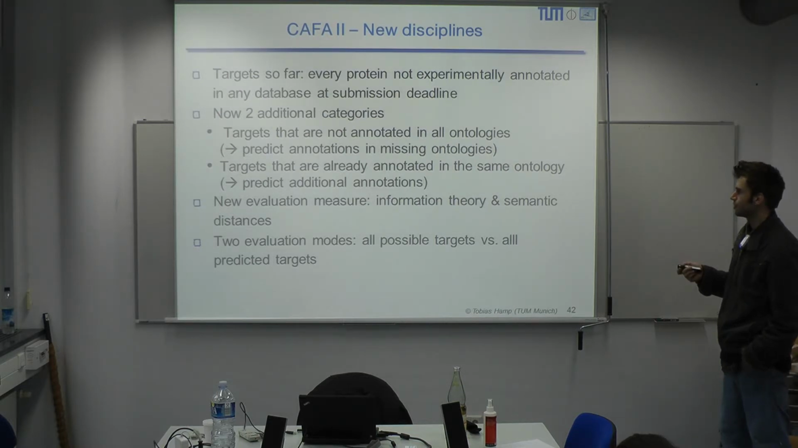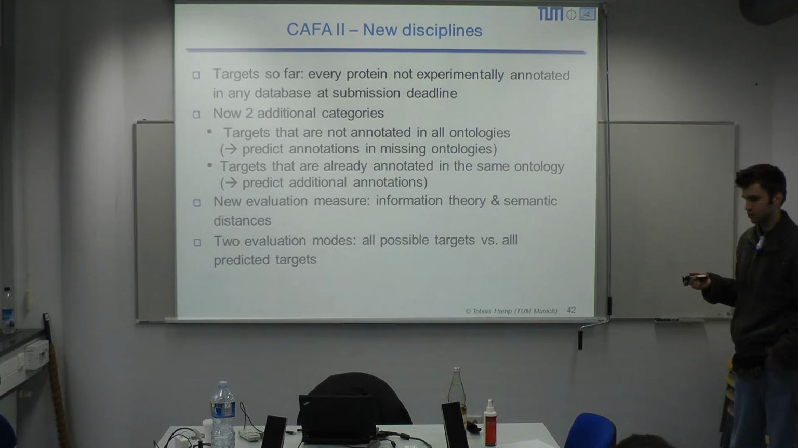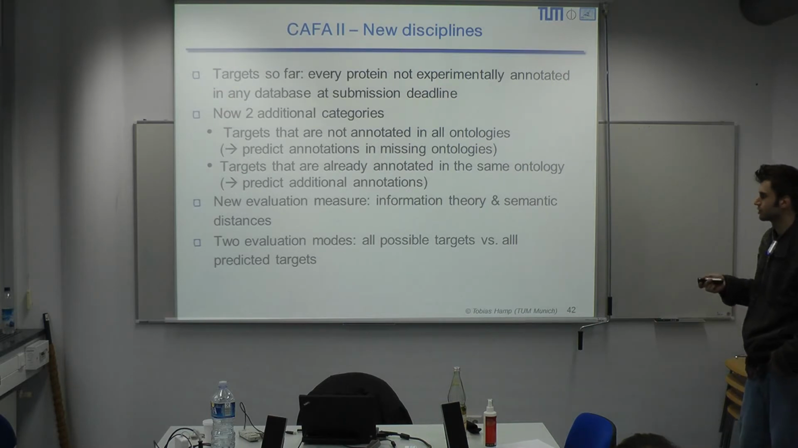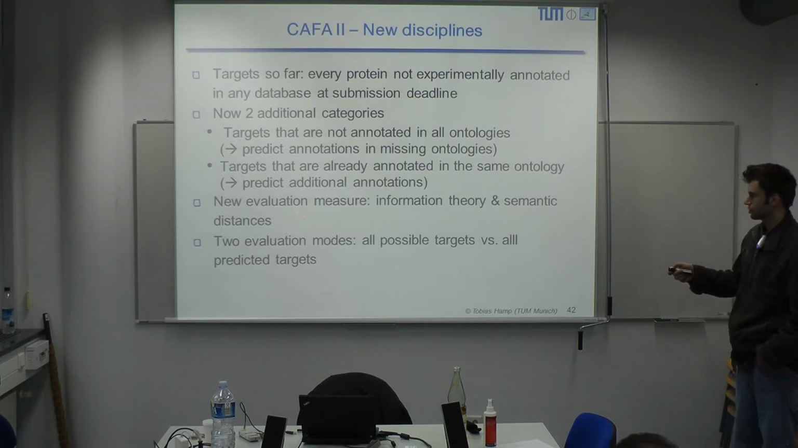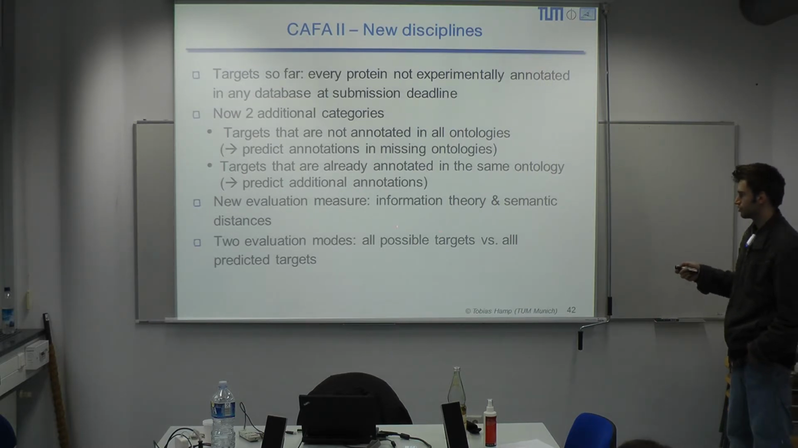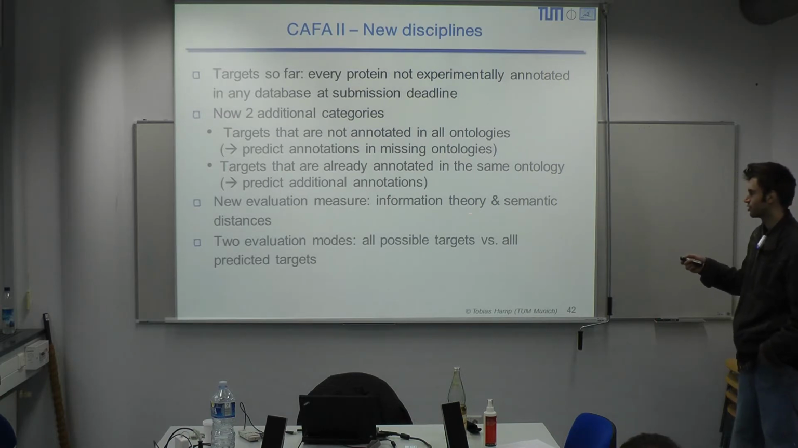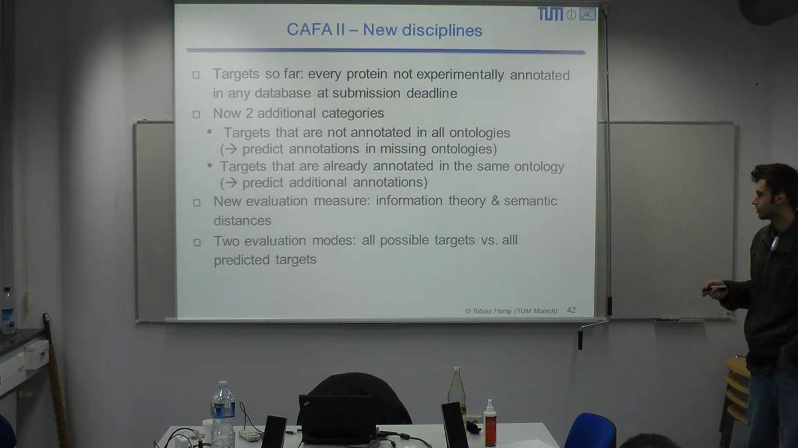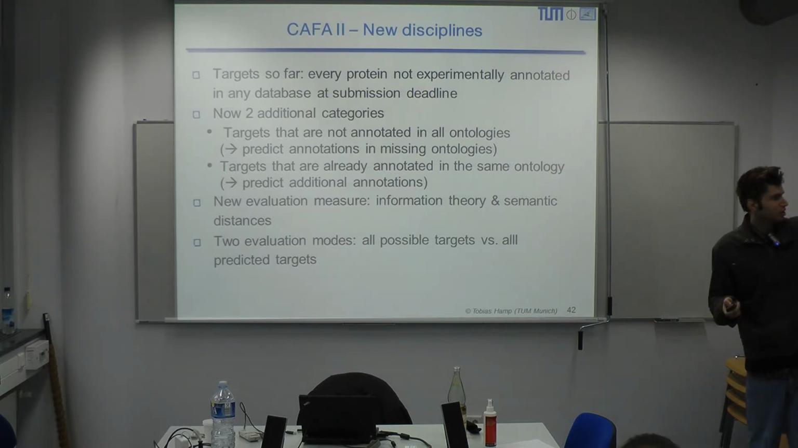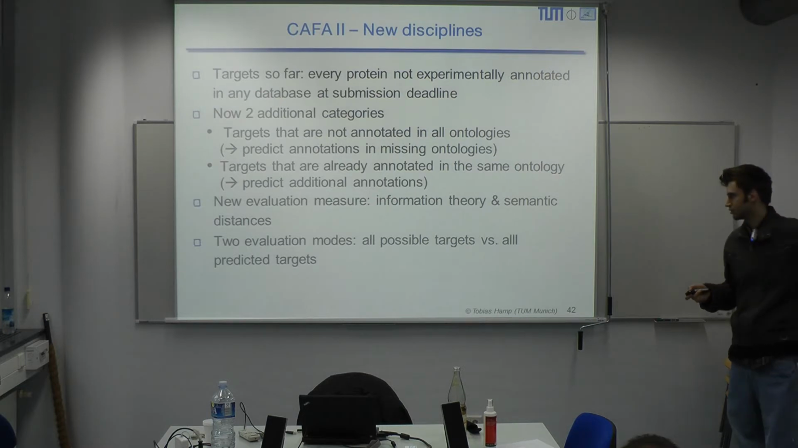Also, there's now a new discipline in kappa 2, which not only measures the prediction accuracy for targets that did not have any annotation so far, but also for those that were already annotated and gained new annotations. We used a new evaluation measure that is based on information theory and semantic distances, which is quite complicated. It would probably take half an hour to explain, even only in a coarse way. But it really accounts for all the issues that I just explained.